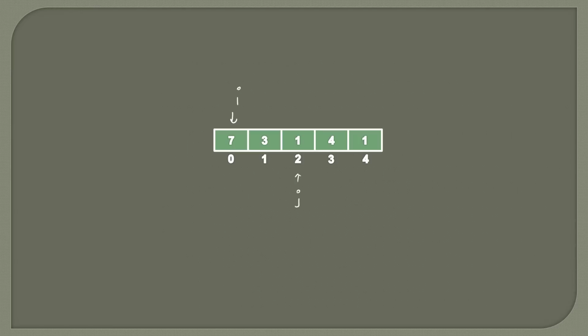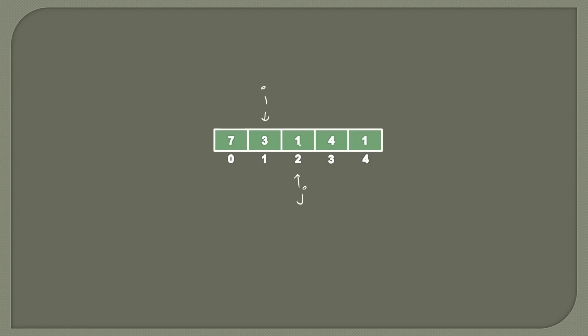7 is not equal to 1. So j moves to the third index. 7 is not equal to 4. So j moves to the fourth index. 7 is not equal to 1. So therefore we figure out that 7 is unique among these elements. So after that i moves to 3 and j points to the index after i, because 7 was already compared with 3 in the previous iteration.